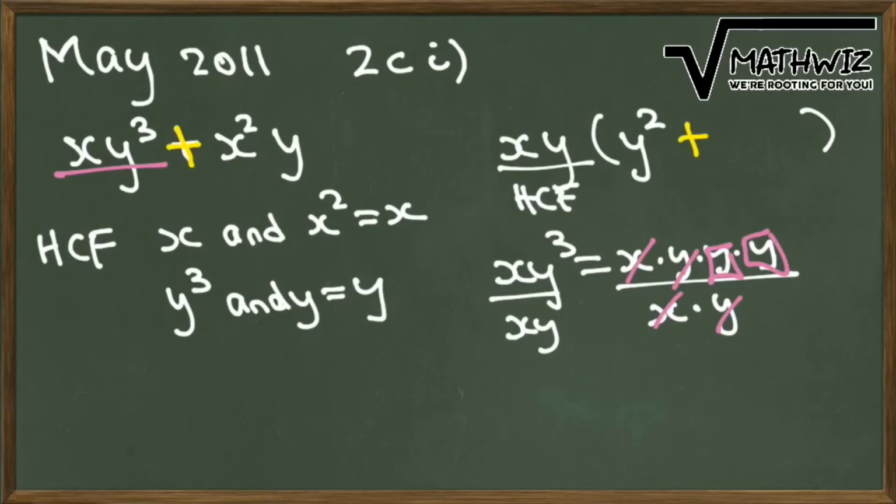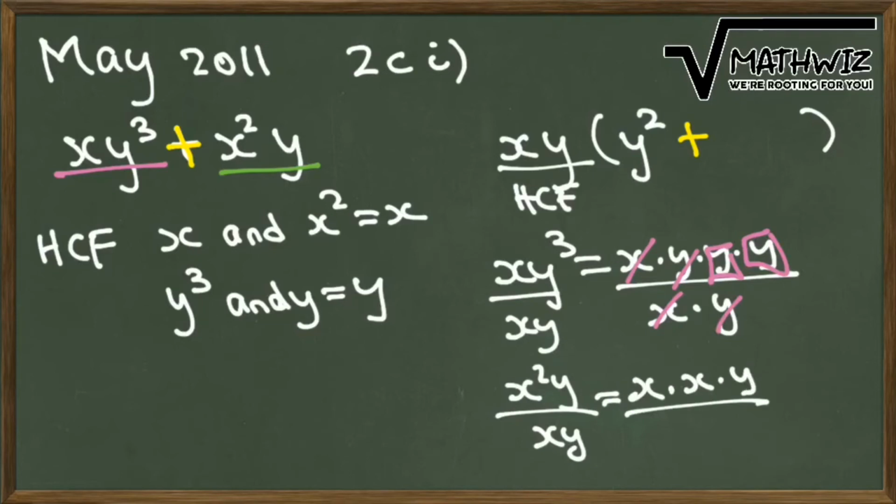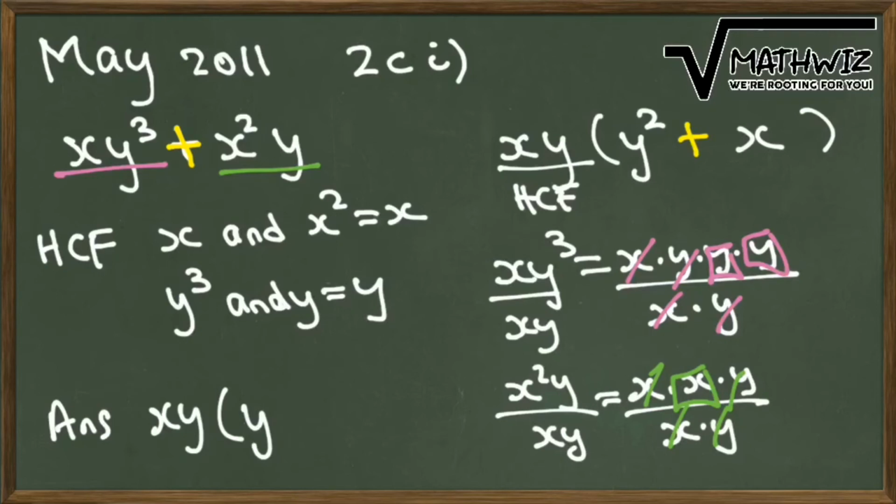We then put our plus, and then we go for the second term, which is x squared y, and that is over xy. So this will be x times x times y over x times y. So the x's cancel, the y's cancel, and what's left over is x. So your answer for this question, how to factorize xy cubed plus x squared y, is going to be xy open bracket y squared plus x.